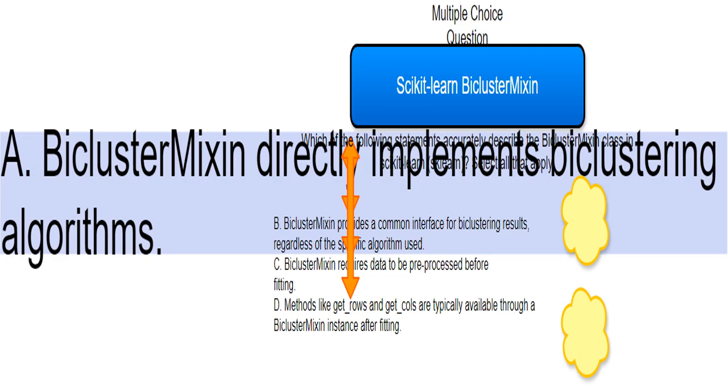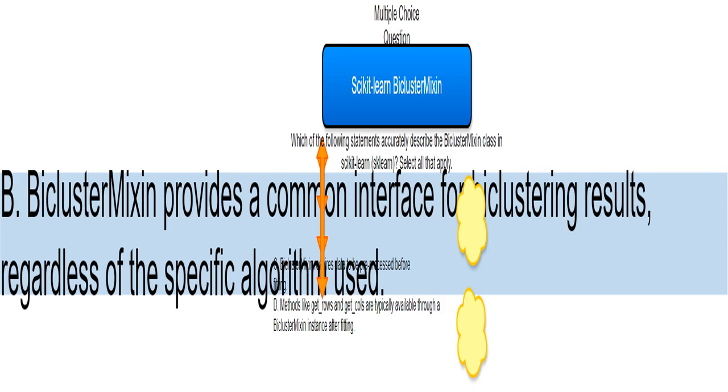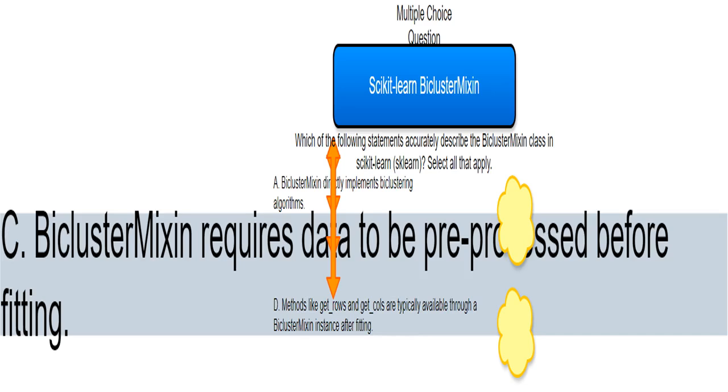This is incorrect. It only provides a standard interface, not the algorithms themselves. This statement correctly identifies the main purpose of BiclusterMixin. It acts as a consistent way to access results from any biclustering algorithm. That's what makes different algorithms easier to use together. This is incorrect. BiclusterMixin doesn't force any preprocessing. Data preparation will depend on the specific biclustering algorithm being used, but not the Mixin itself.